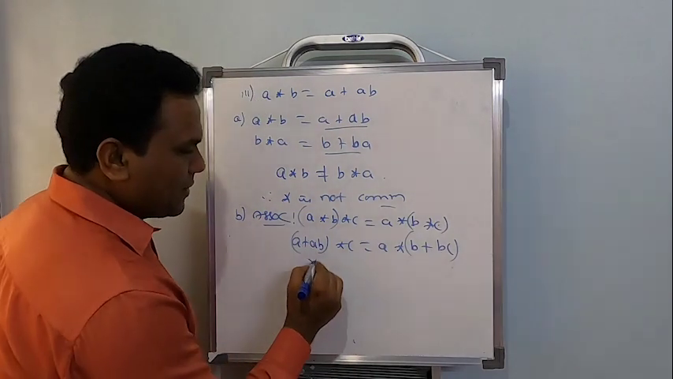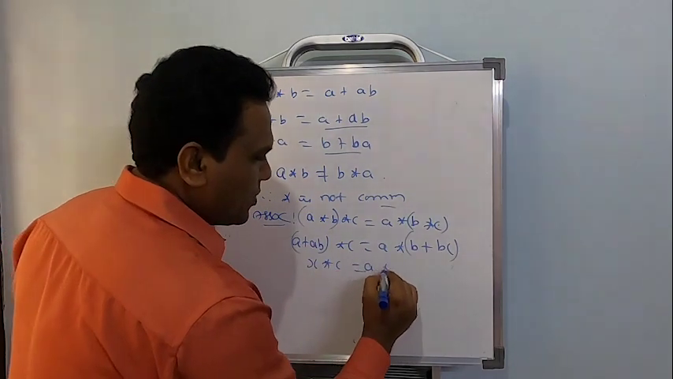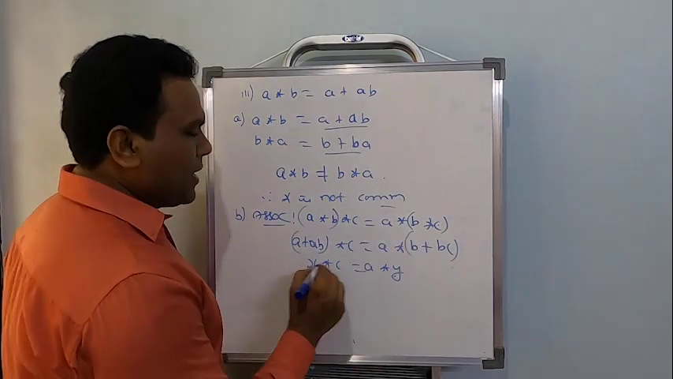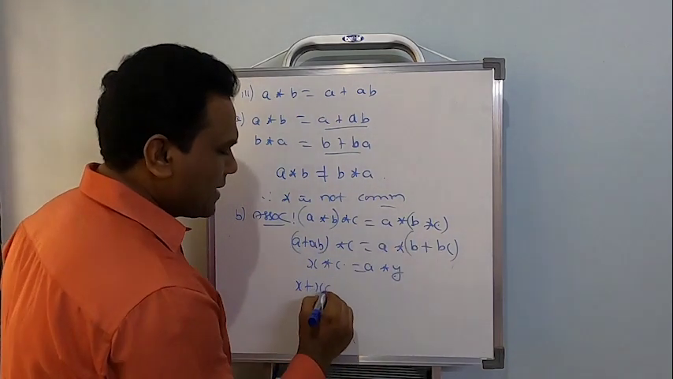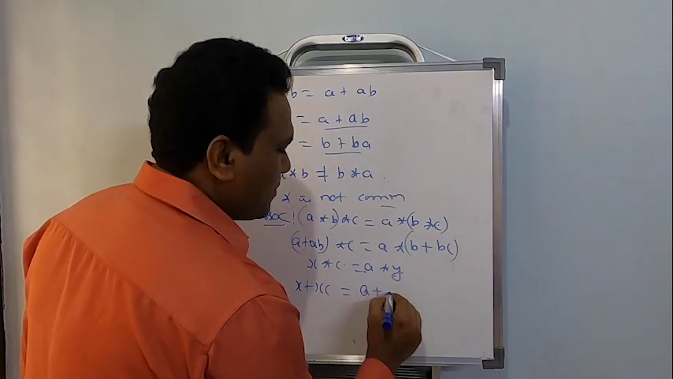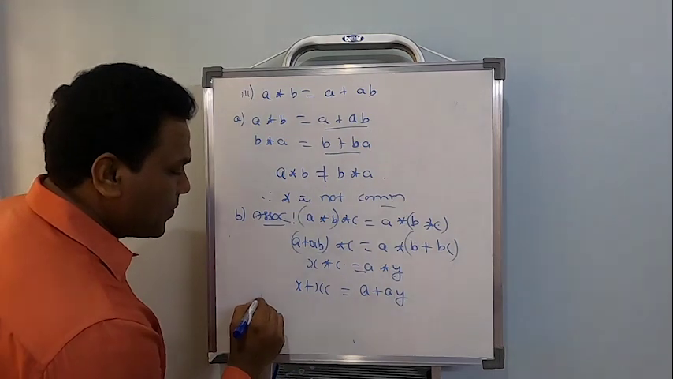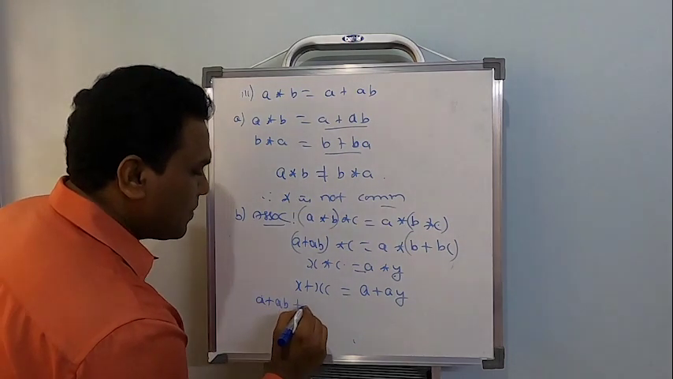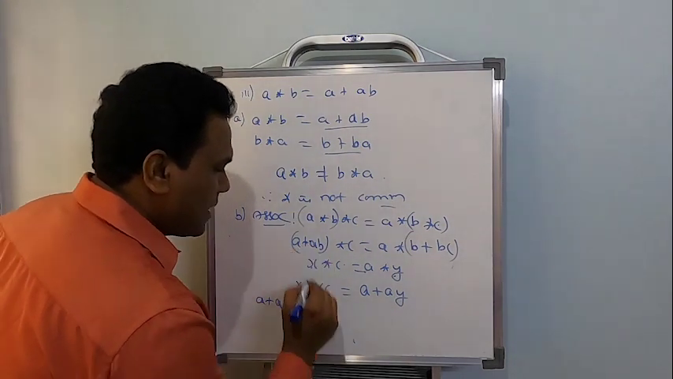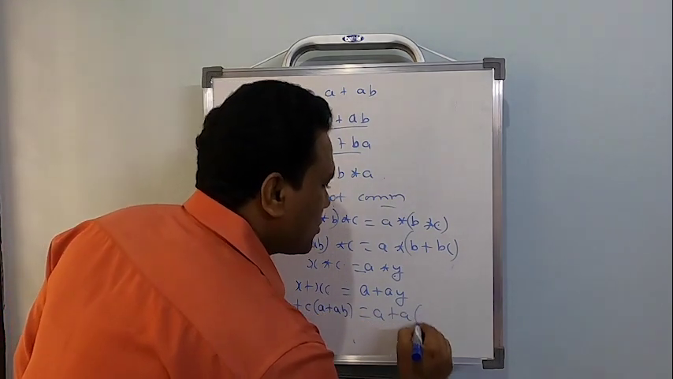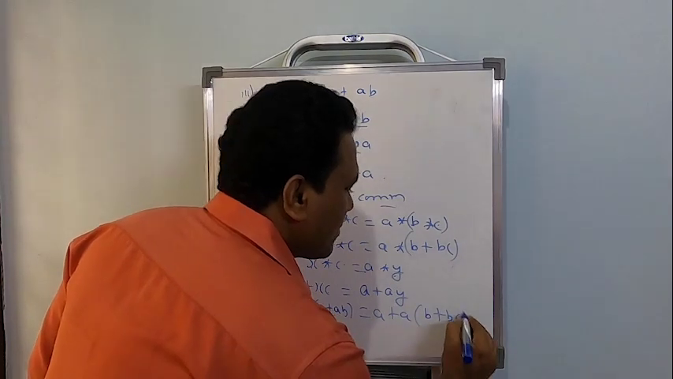So let's go with the names. X star c is equal to a star y, where x is this and y is this. Correct? Okay. X star c, x plus xc, a star y, a plus ay. Substitute for x and y. So what is x value? A plus ab plus, let's retain c, and x is a plus ab. And on the right side, a plus y. Y is b plus bc.